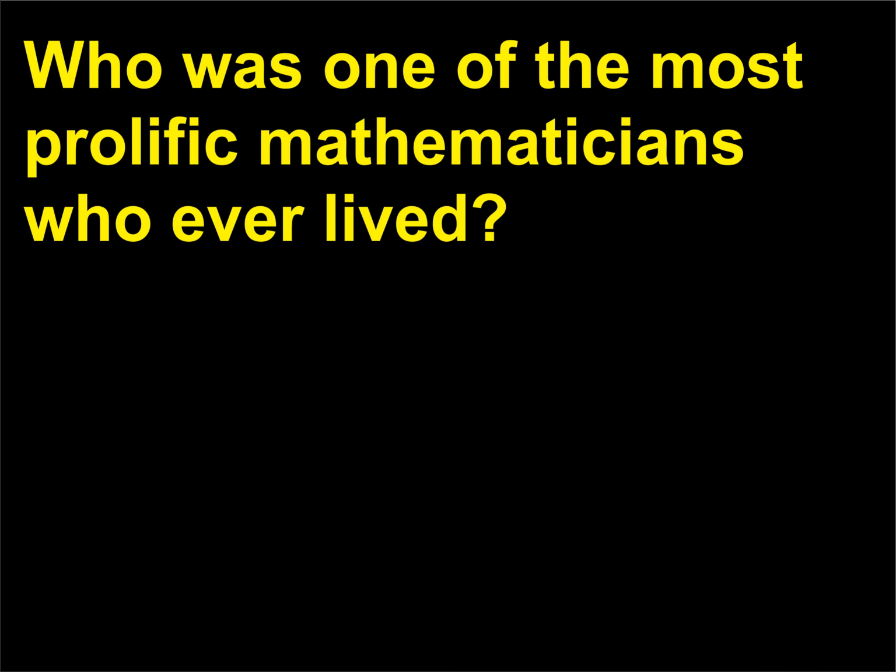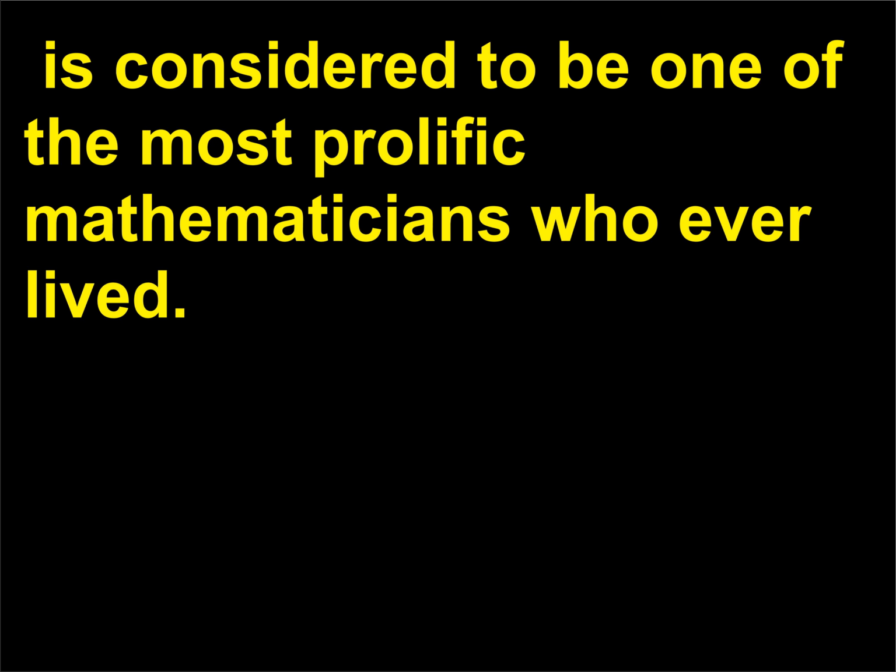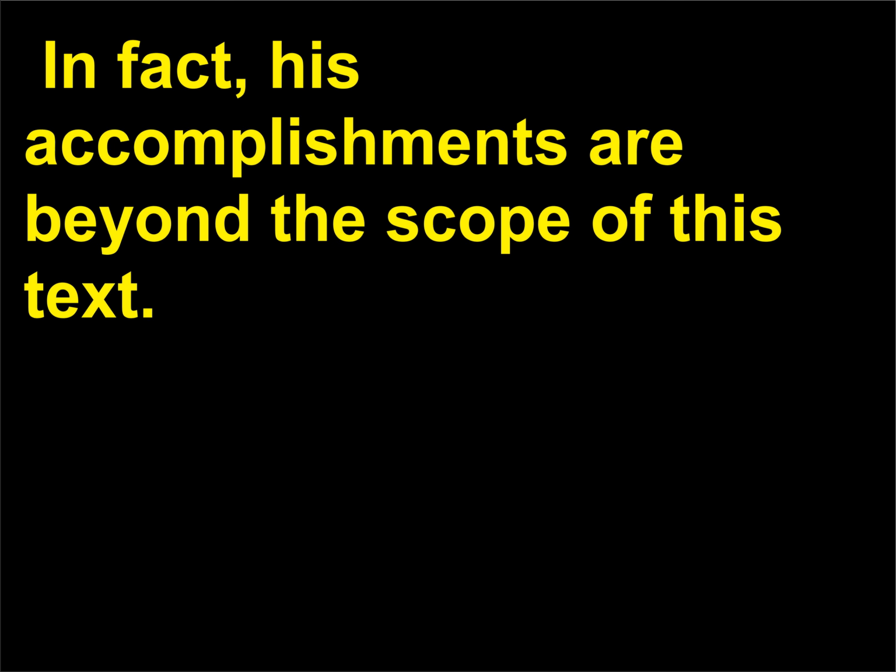Who was one of the most prolific mathematicians who ever lived? Swiss mathematician Leonhard Euler, 1707–1783, is considered to be one of the most prolific mathematicians who ever lived. In fact, his accomplishments are beyond the scope of this text.